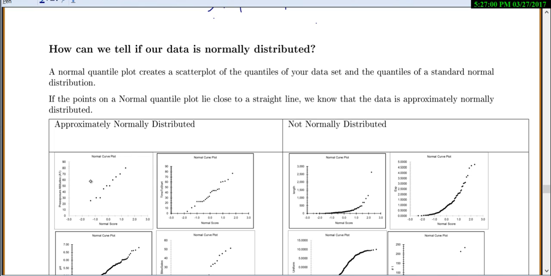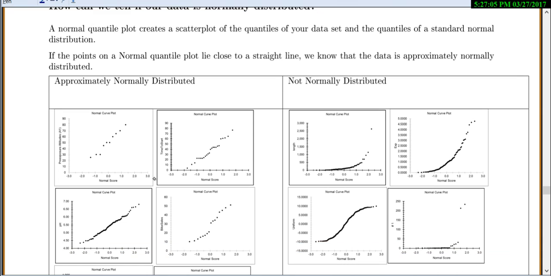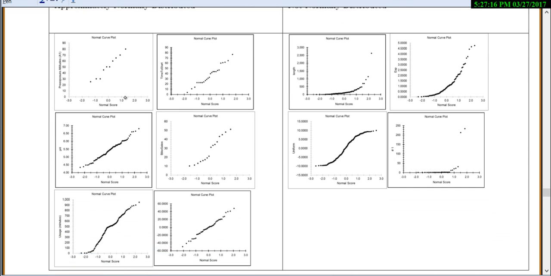And so if your points on this plot lie close to a straight line, then the data is approximately normally distributed. So this isn't a picture of our actual data, it's a picture comparing it to the normal distribution. So if you get something close to a straight line, you say it's approximately normal. So all of these on the left side, they're close enough to a straight line that I'd say my data is fairly normal. Even this bottom one, it's not exact, but it's still not that bad. I would still feel okay with that.